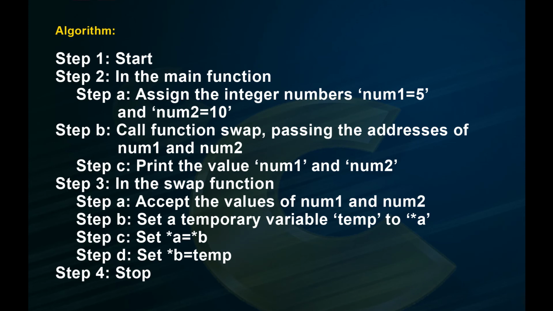Step 3, in the swap function, step A, accept the value of num1 and num2. Step B, set a temporary variable temp to *A. Step C, set *A equal to *B. Step D, set *B equal to temp, and step 4, stop. Now, let us go through the implementation of this program as a C program.